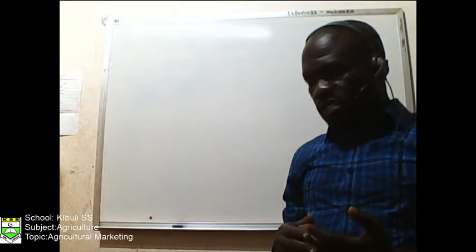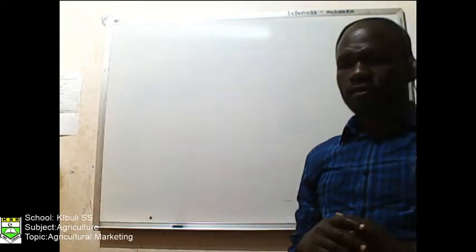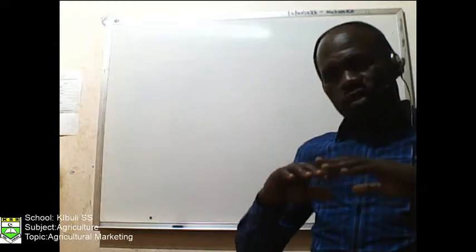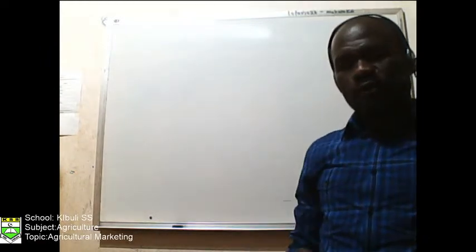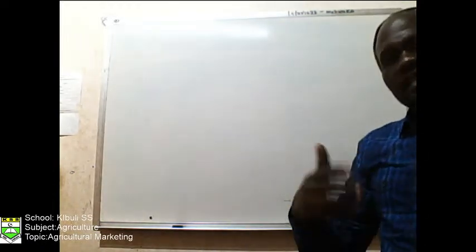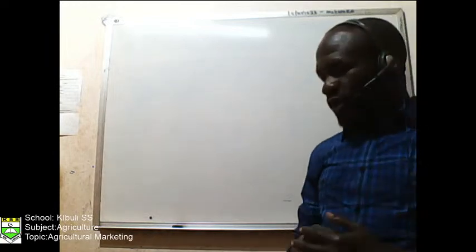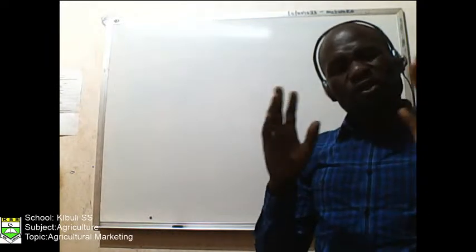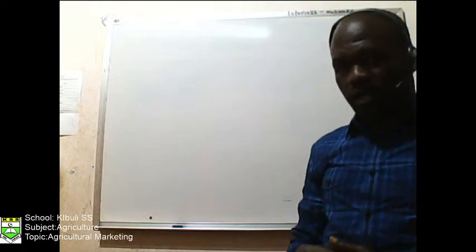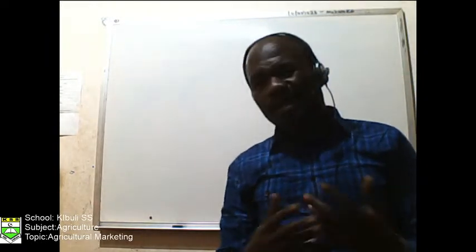Now, many of these problems we are calling special here are not a farmer's making. They are beyond the farmer. But what is supposed to be done? The farmer should not just give up. We always find ways of handling these problems. But before we go to how we handle these problems, let's first know what these special problems are. So, the following are examples of some of the special problems in the marketing of agricultural products. The first one is bulkiness.